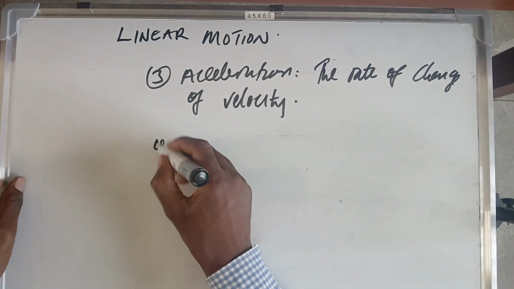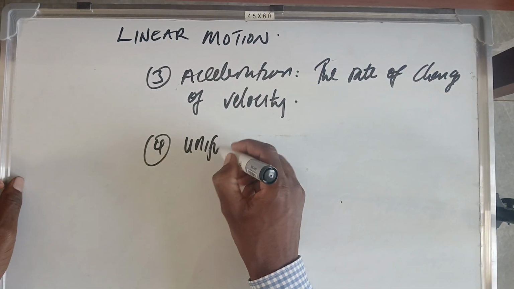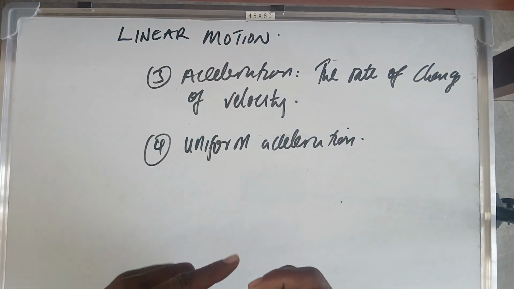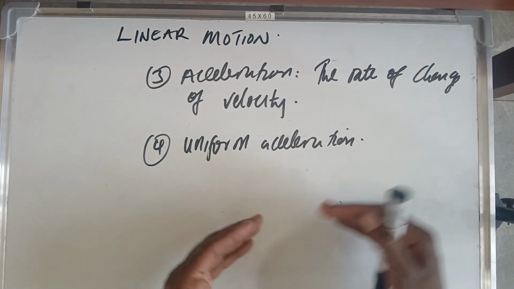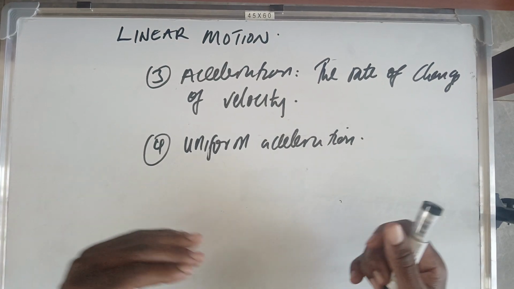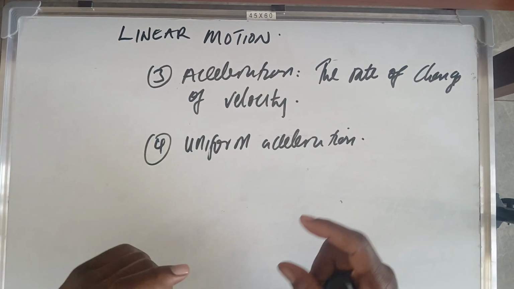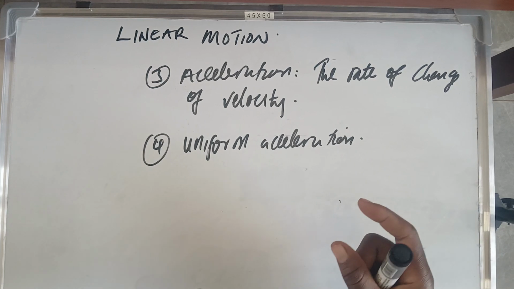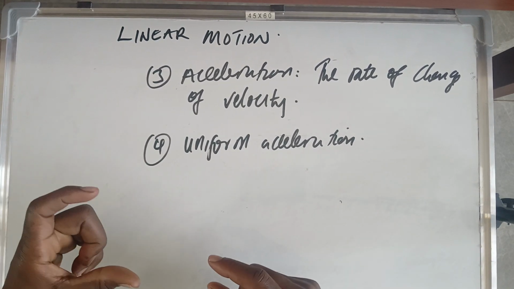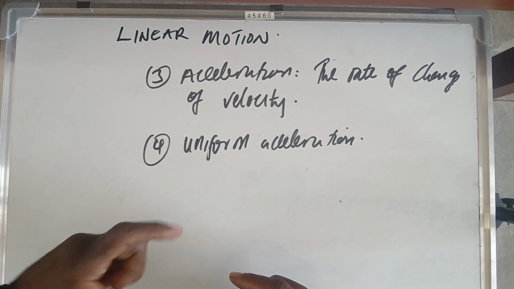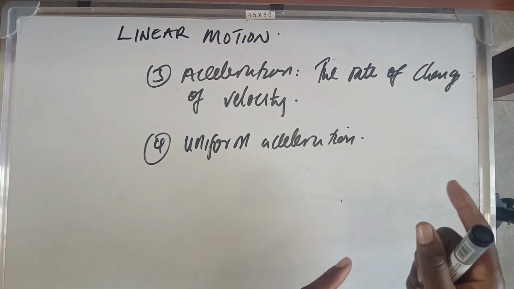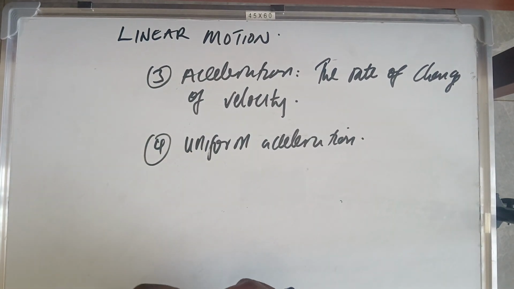Then we have number 4, uniform acceleration. Now uniform acceleration simply means the change of velocity is usually equal to the change of time. So the magnitude with which velocity changes is equal to the magnitude with which time changes. So if velocity changes by 5, let's say it was 0, 5, 10, 15, those intervals, and time is changing 2, 4, 6, it's uniform. So that's what we are trying to say.